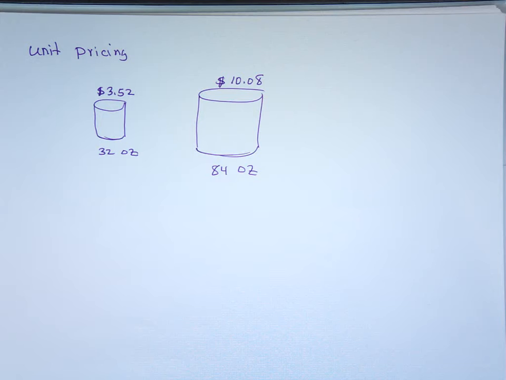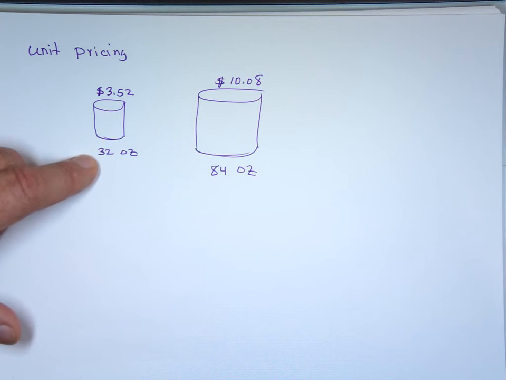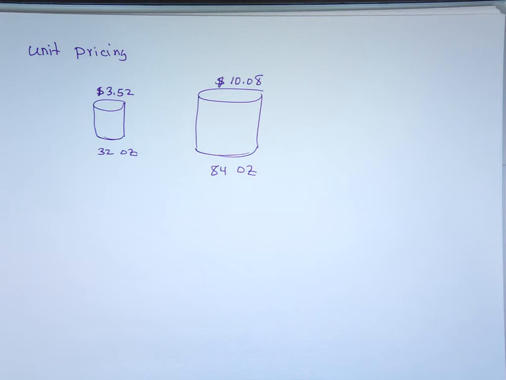Why the 32? I did that on purpose, Jamie. I don't want to say 96 here intentionally, because I know if I said 96, you'll say that's 3 times that. So what you need to find is the price per 1 ounce. Per ounce, what are you paying? That's what unit pricing is.